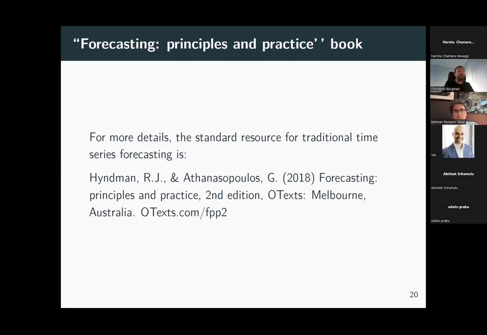Okay, I think that's everything I wanted to say about these traditional methods, just so that we are all on the same page when I say ARIMA, ETS. For more details, the standard resource is obviously Rob Hyndman's and George Athanasopoulos' book, which is very good and I can recommend. I put here FPP2, that still uses the old forecast package. There's FPP3 that uses the fable package. Anyway, yeah.